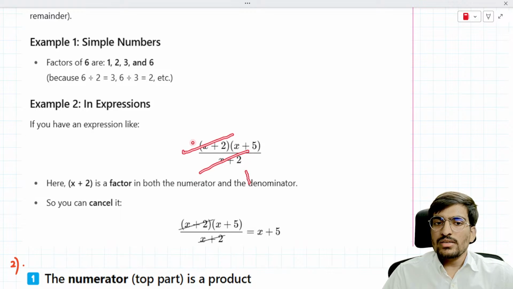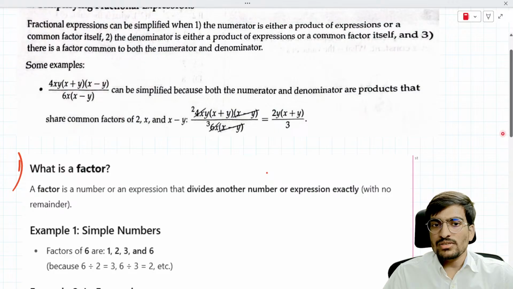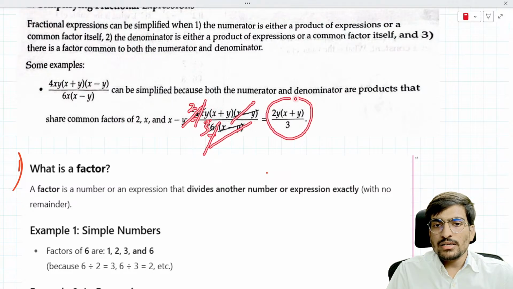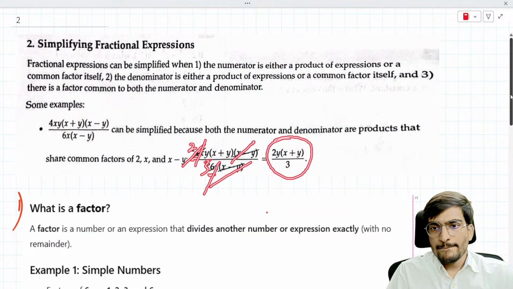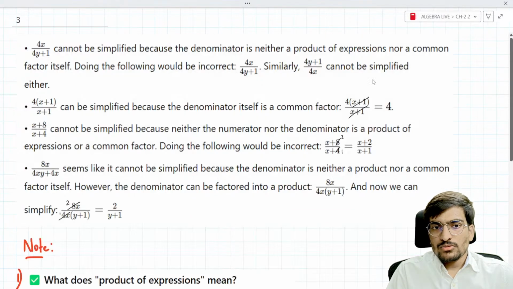So this is once, we can cross out. That's how we are eliminating them. That's how we are reducing them. So what we ended up with: here 4 and 6 we crossed out, eliminated by 2 twos, 2 threes, and then x out, and then x minus y, x minus y out, and we ended up this way. Let's go for the next one.